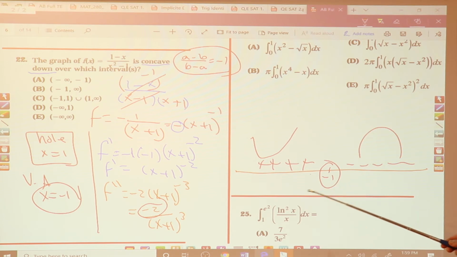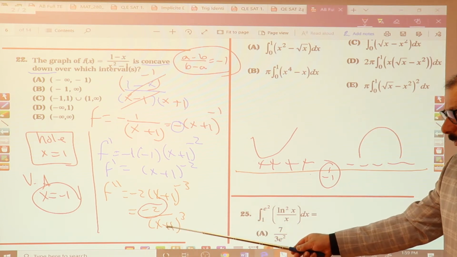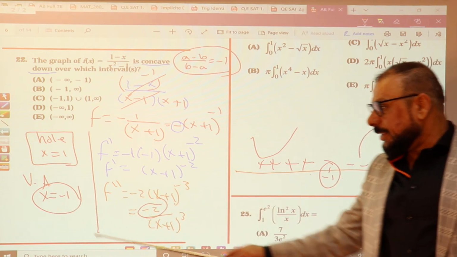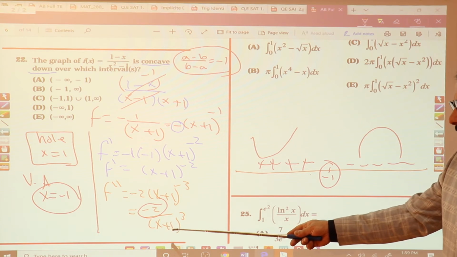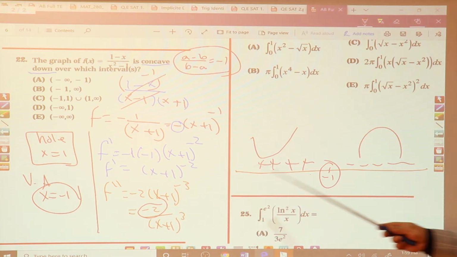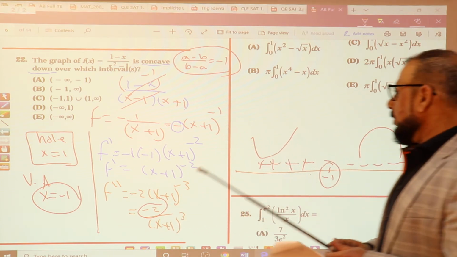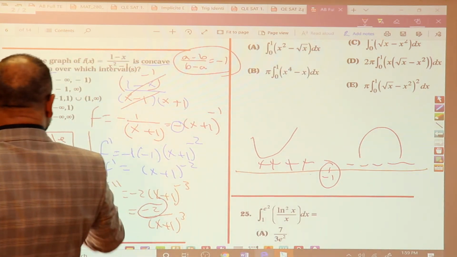One more time. The negative 1 is the vertical asymptote from here. Then you take any value to the left, and any value to the right. You take 0, somewhere here, you plug in 0, 0 plus 1 is 1 cube, negative 2 over that, then concave down from negative 1 to infinity.